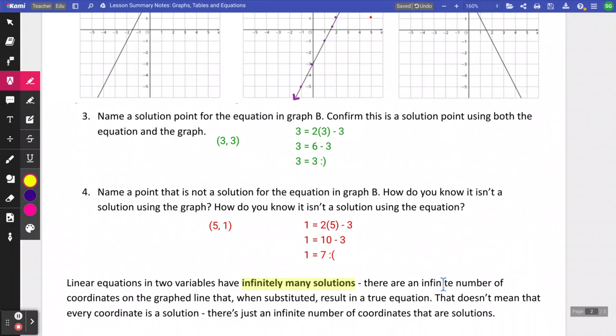There's an infinite number of coordinates on the graph line that, when substituted, result in a true equation. That does not mean that everything is a solution point. Notice we saw here (5, 1) is not a solution point. It just means that there are an infinite number of coordinates that would be solutions.